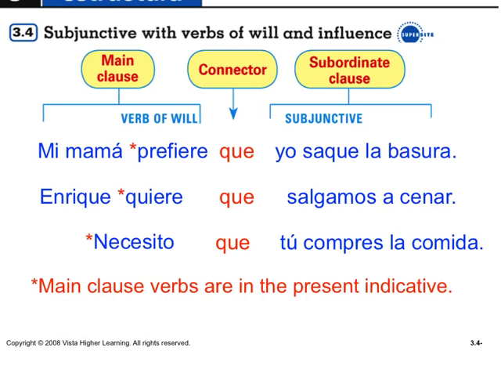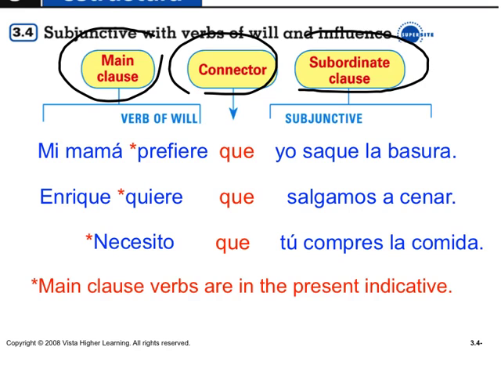So here are the examples right here. We have, once again, the main clause, the connector que, and the subordinate clause. This is how I want everyone to set up their subjunctive sentences. Main clause, connector, subordinate clause. Verb of will, the que, and then the subjunctive. For example, mi mamá prefiere que yo saque la basura.